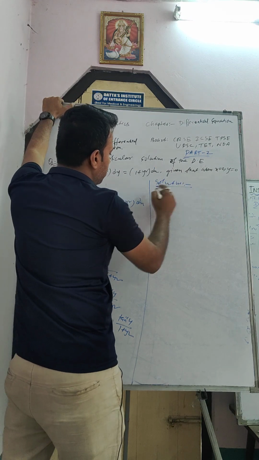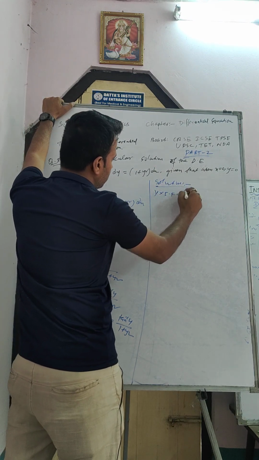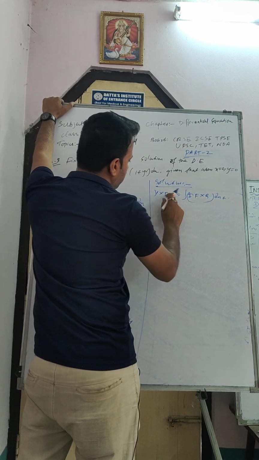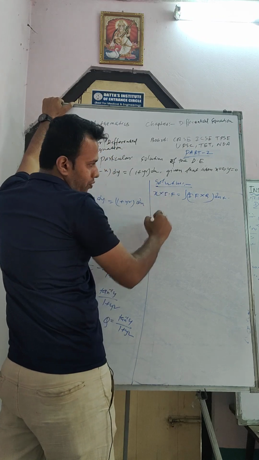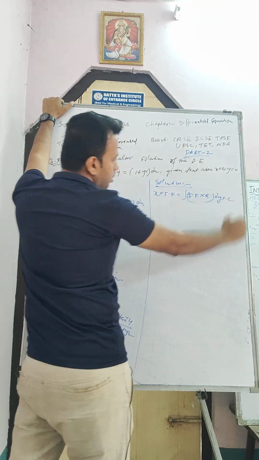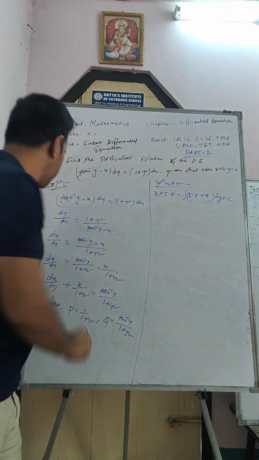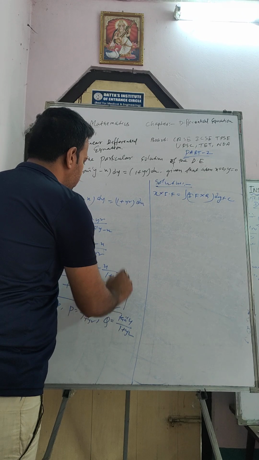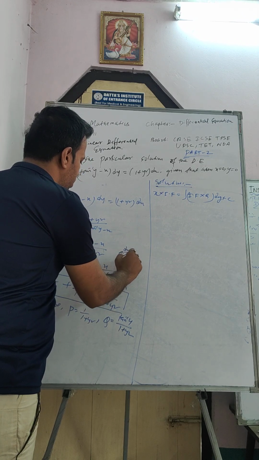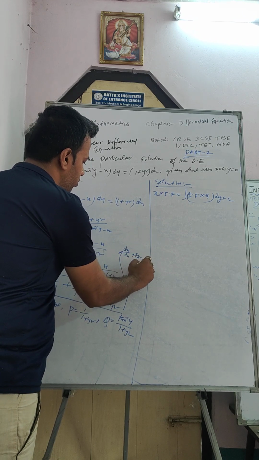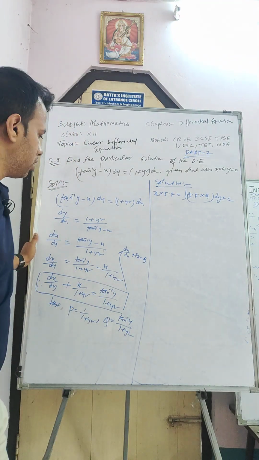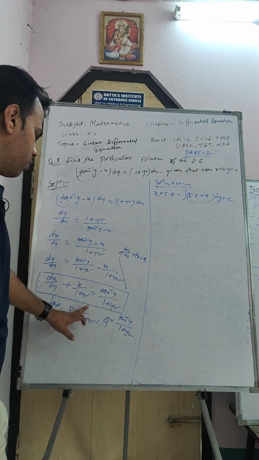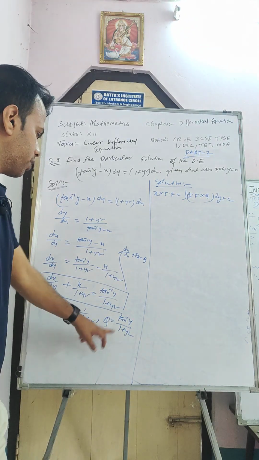Solution is y into IF into q, divided, sorry, y, it will be x into IF into q dy plus c. So the differential equation is in the form of dx by dy plus px equal to q, is not it? The differential equation is in the form of dx by dy plus px equal to q. So here p will be 1 by 1 plus y square, and q will be this one.